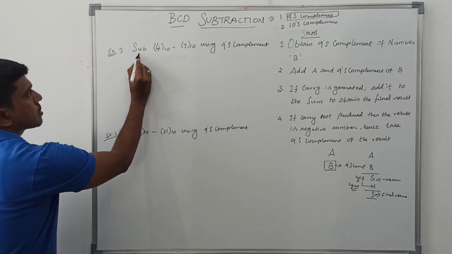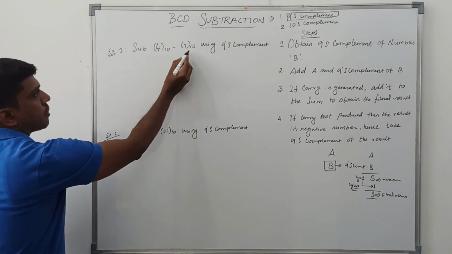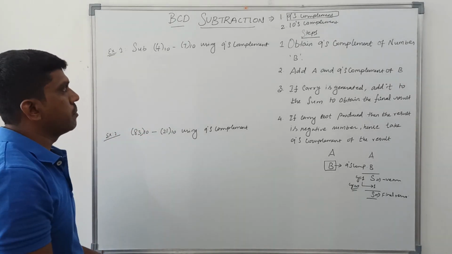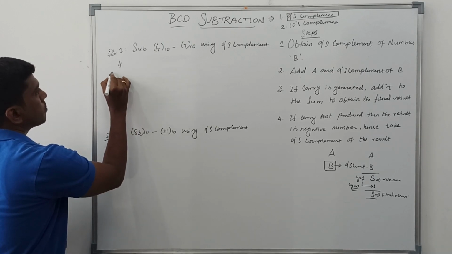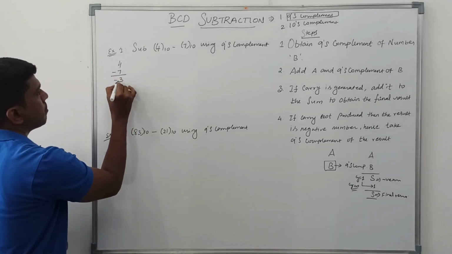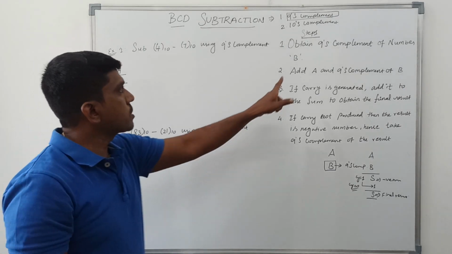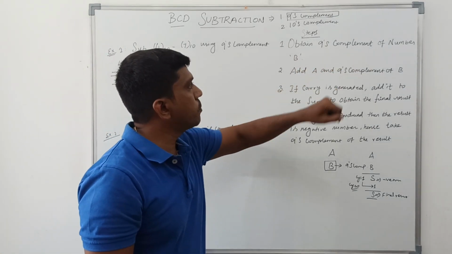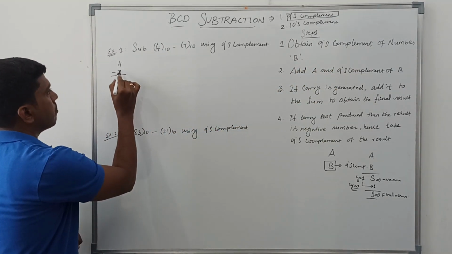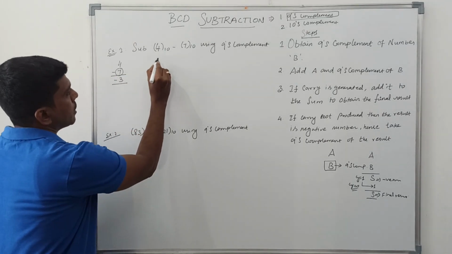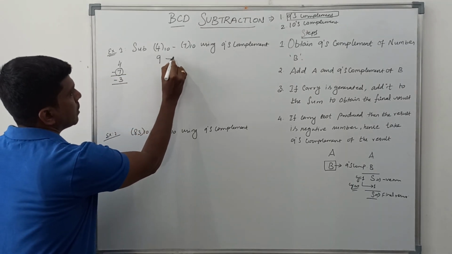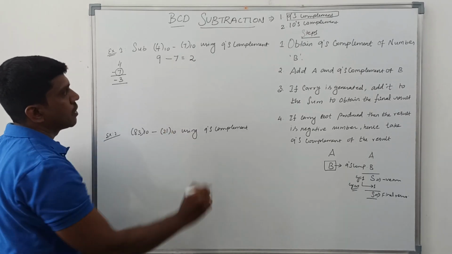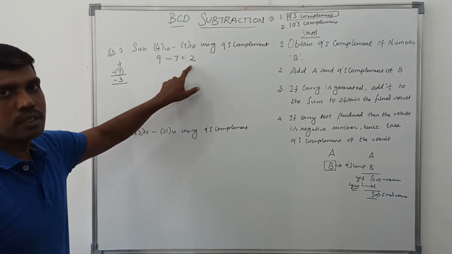First problem, subtract 4 base 10 minus 7 base 10 using 9's complement. So 4 minus 7, the result is minus 3. First step, obtain the 9's complement of number B. Here number B is 7. So first you take the 9's complement: 9 minus 7, the result is 2.